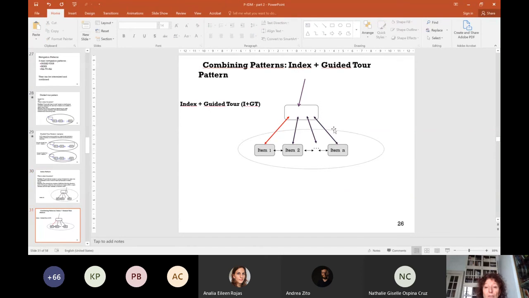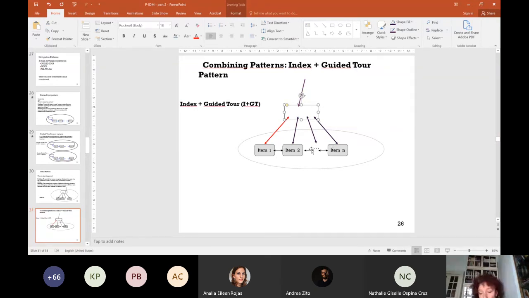And then you can make a combination. So you can say, okay, I have a privileged entry point. I create an order among items. I can start from the first one and go next and previous, and at the same time, I allow the user to access each of these items at will. So this is a combination, index plus guided tour.